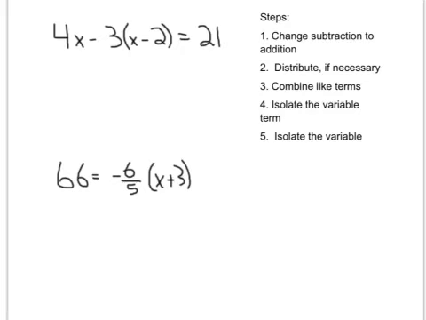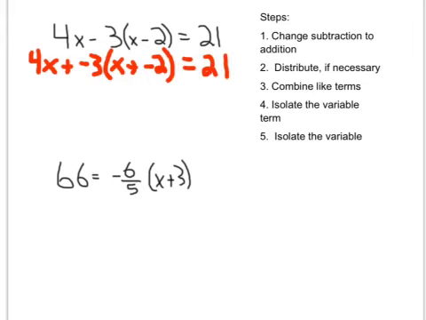First thing we need to do is change subtraction to addition. So step 1, 4x stays the same. Change the minus to a plus. So the 3 goes to the opposite, to negative 3, times x. Minus sign changes to a plus, so we go to the opposite of 2, that's negative 2, equals 21. Okay, so we changed all subtraction to addition.